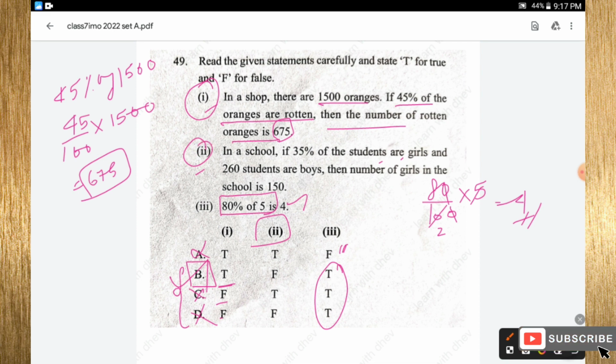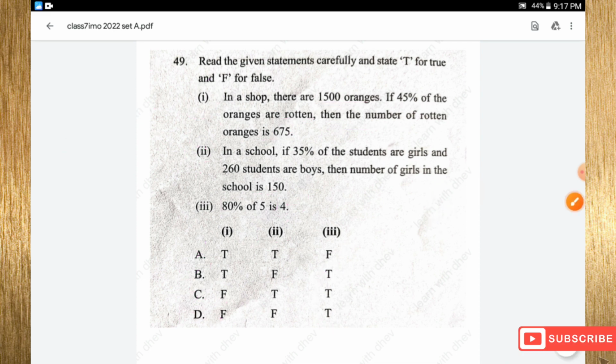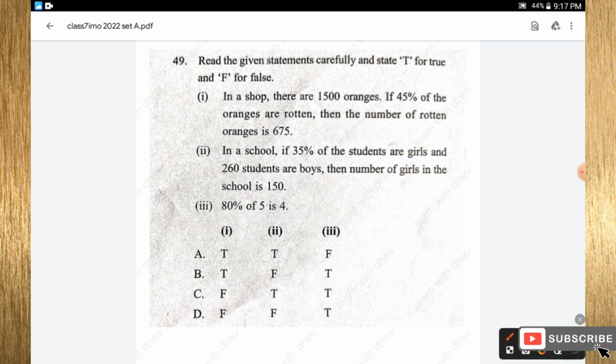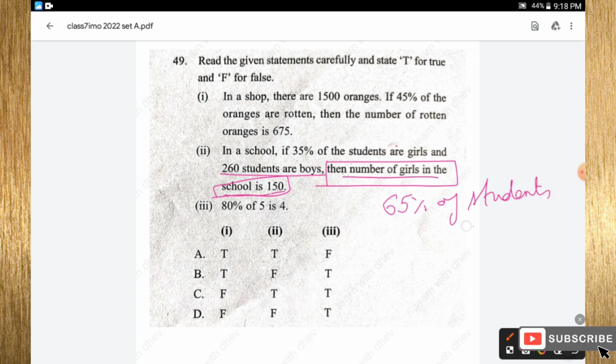So anyhow, we'll find out the answer for the second part. In the school, 35% of students are girls and 260 students are boys. Is the number of girls in the school 150 or not? That is the statement which you have to check, whether it is true or not. So 35% of students are girls means obviously 65% of students are boys. Already they have given you the value of the boys. How many are there? 260.